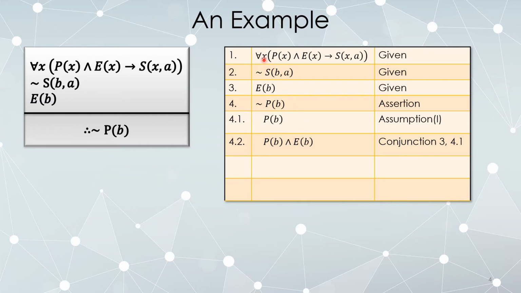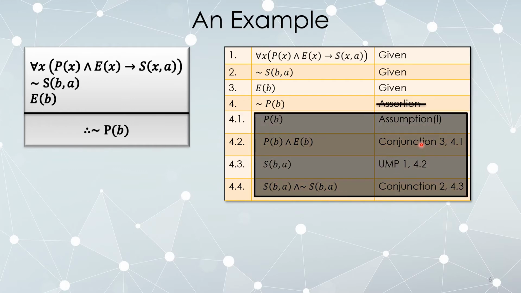We were also given that for any variable, if P and E are both true, then we get S of x, a. Therefore, we apply universal modus ponens. Since P and E were both true for B, then we can conclude S of B, comma, A, and this A is just a free variable. But we were also given that we do not have S of B, comma, A. So if we conjoin those two, we have now generated a contradiction, which concludes the indirect proof of our original assertion, not P of B, which was what we were trying to work towards.